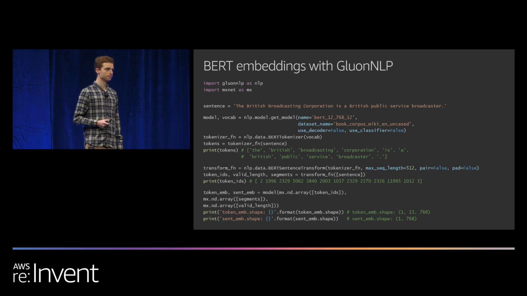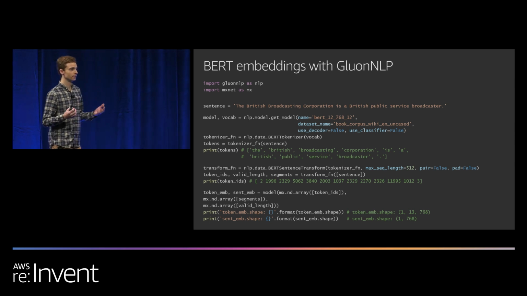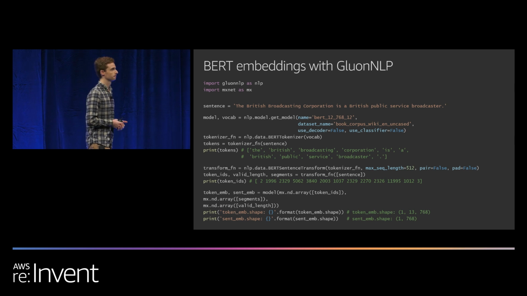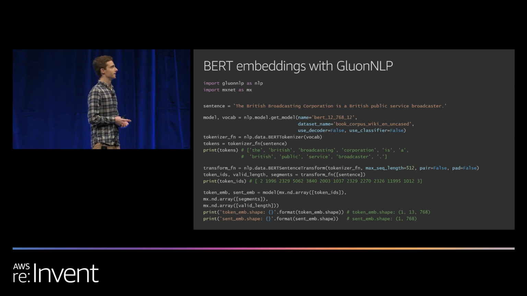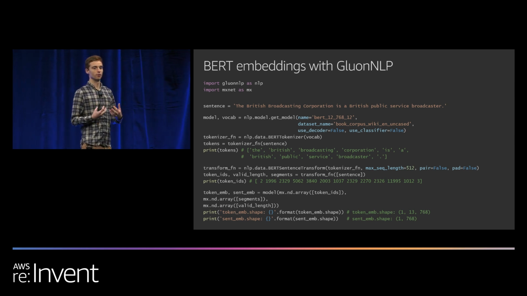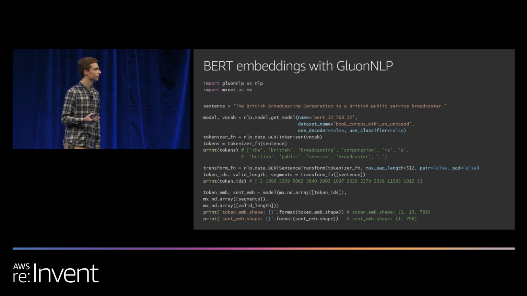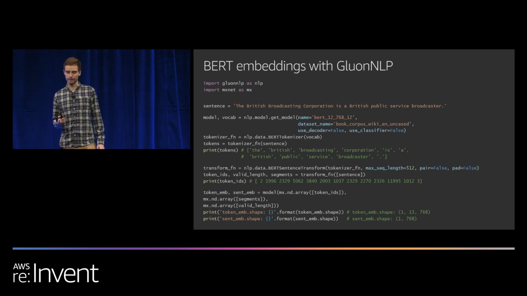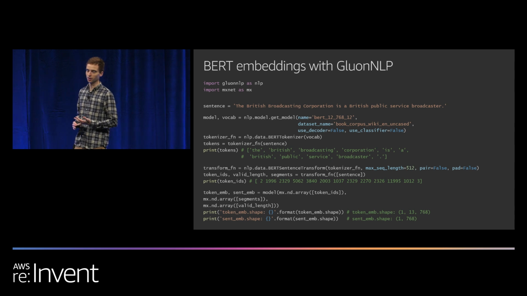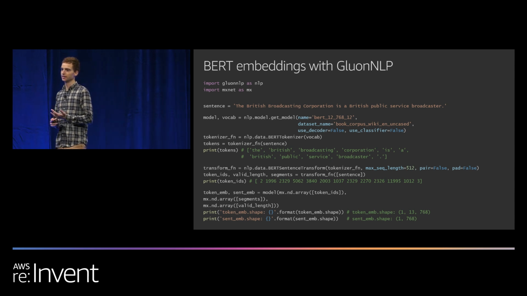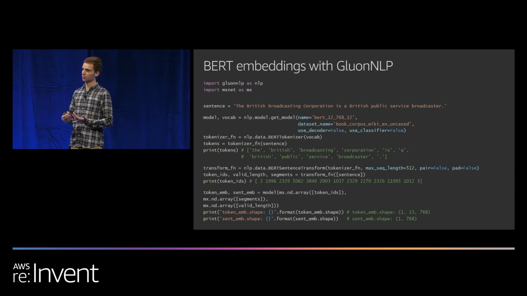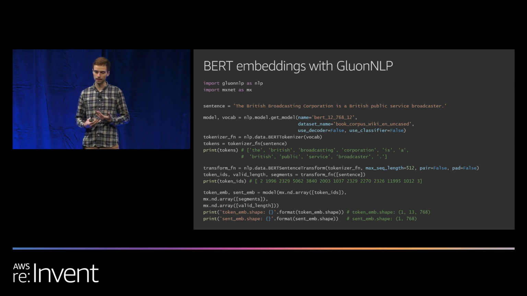With Gluon NLP, let's see how we can get these BERT embeddings. So the first thing we need to do is establish or get the model from the model zoo. We can use the get model function for that, and we specify the particular model that we're interested in, the data set that we want to use that was used for pre-training the model.